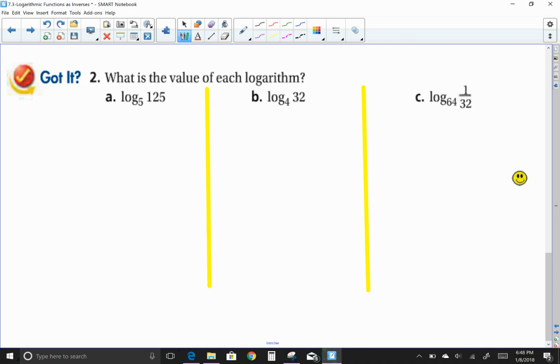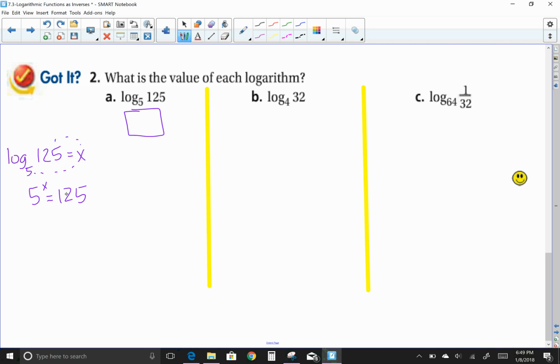So it says, what is the value of the logarithm? I'm looking for an answer right here. Okay, don't know what it is, but I'm going to come over here. The long way is to take this problem, log base 5 of 125, and set that equal to x. Then I'm going to write it in exponential form, which means I'm going to take the 5 and raise it to the x. 5 to the x equals 125. So instead of writing in log, I'm writing in exponential form.